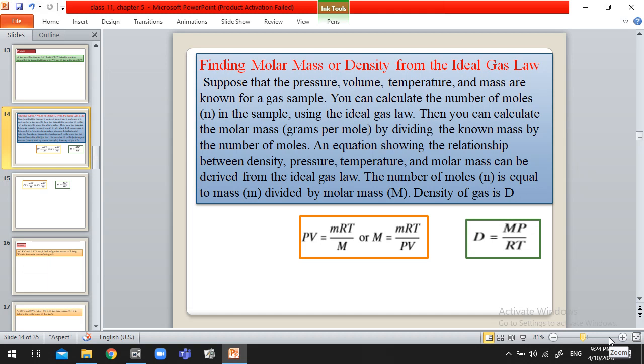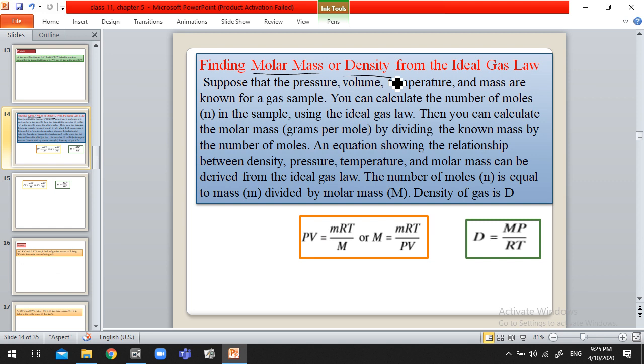Hi guys, last lesson, as you know, we finished the ideal gas law and we solved some questions about the ideal gas laws. And in this part, the last part of chapter 5, is about finding molar mass and density by using the ideal gas law. It means that, guys, if you know the ideal gas law, you can easily find the molar mass or density of the gas. How can you find this one?